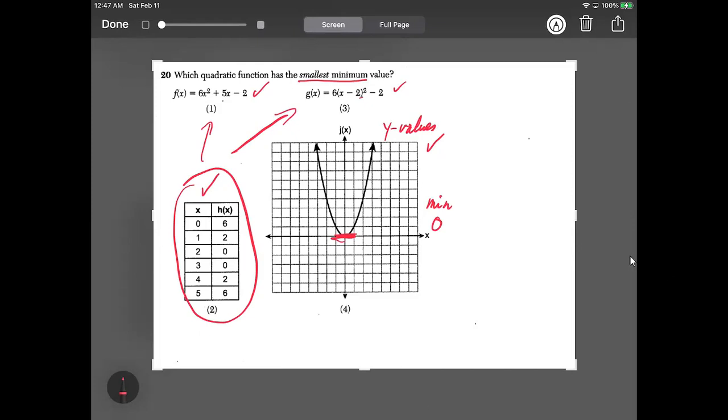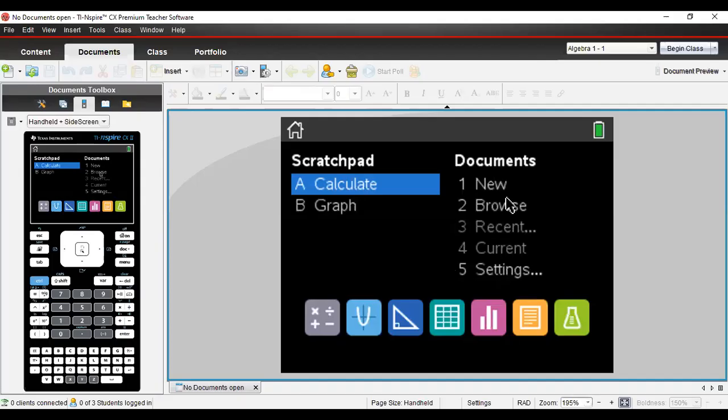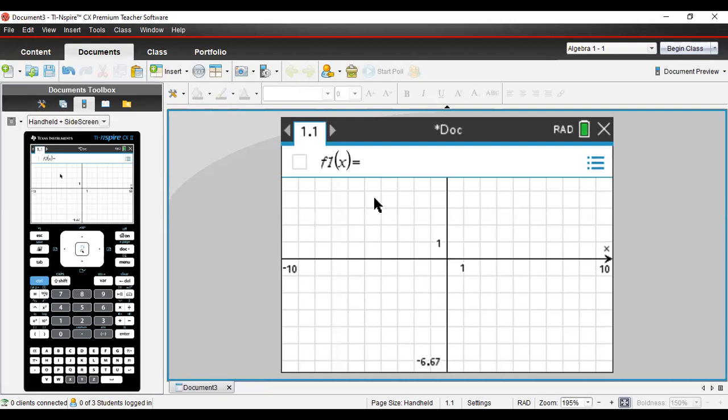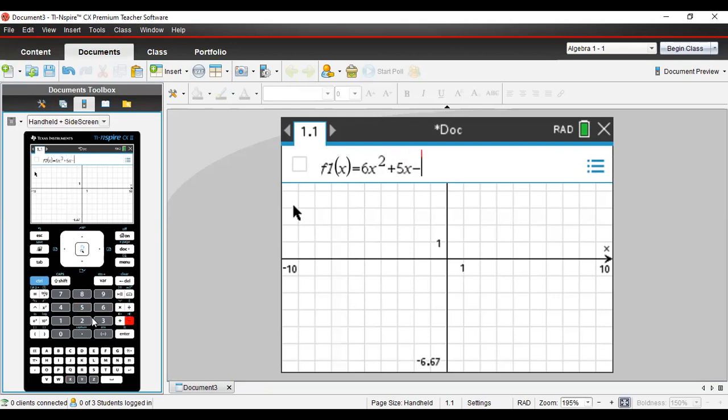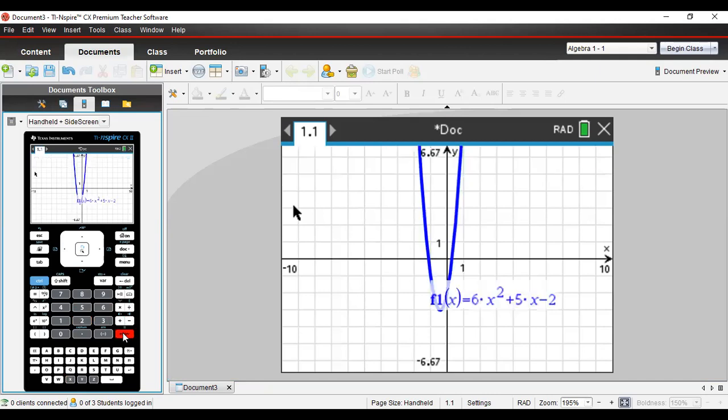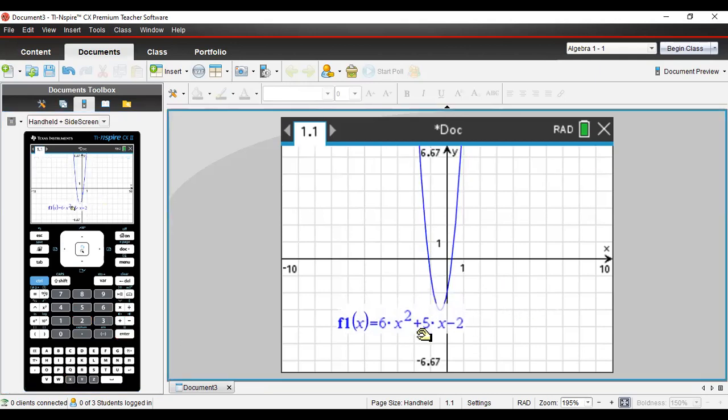First thing I need to do is get to my calculator, which is here. I'm going to use this for the spreadsheet, and I'm going to enter the first one. It's going to be 6x squared plus 5x minus 2, and then I press enter. All right, that's where it is. I'm going to put this in blue.